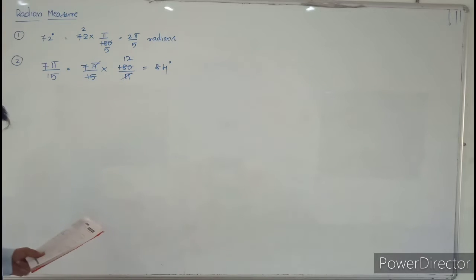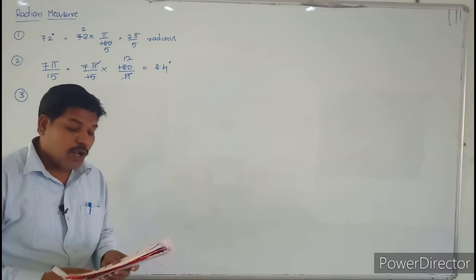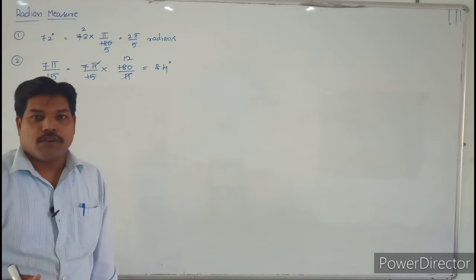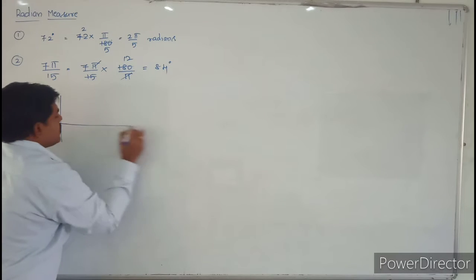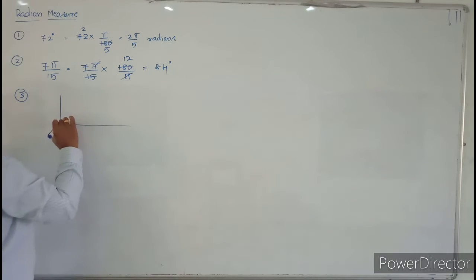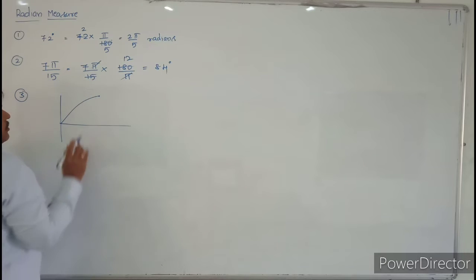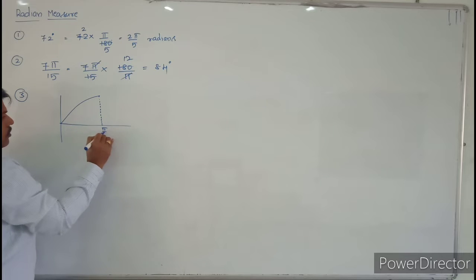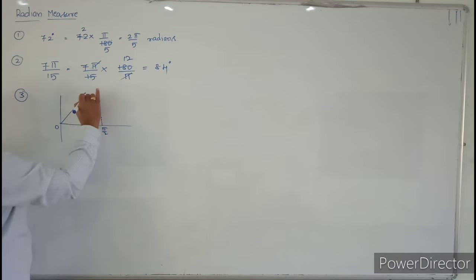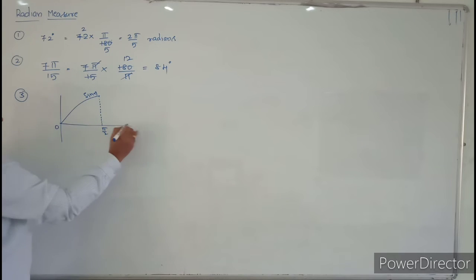Okay, so see question number 3, students. What is question number 3? Which of the following is true? Here first you have to see the graph of sin x. What is the graph of sin x? From 0 to pi by 2, the sin x graph is like this. Yes or no?